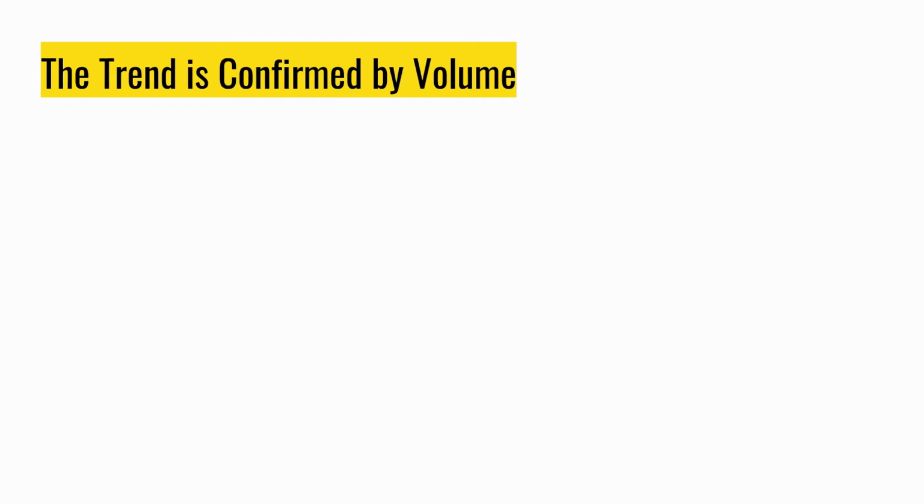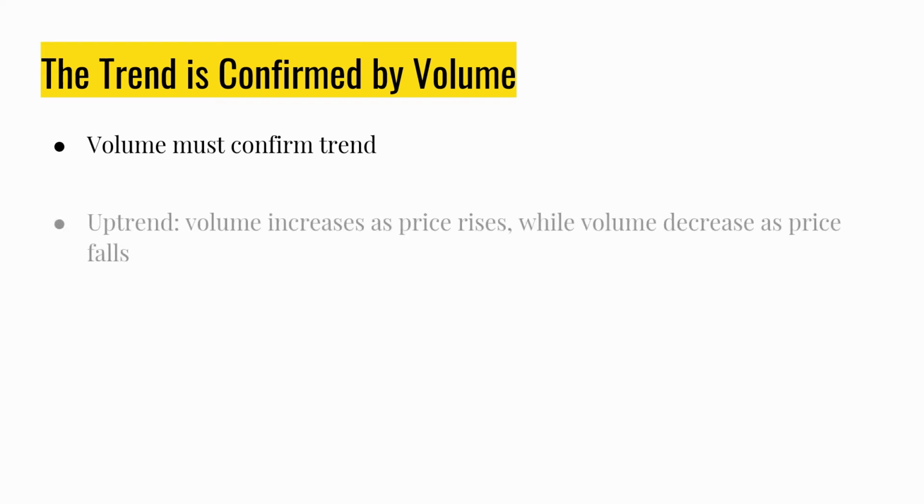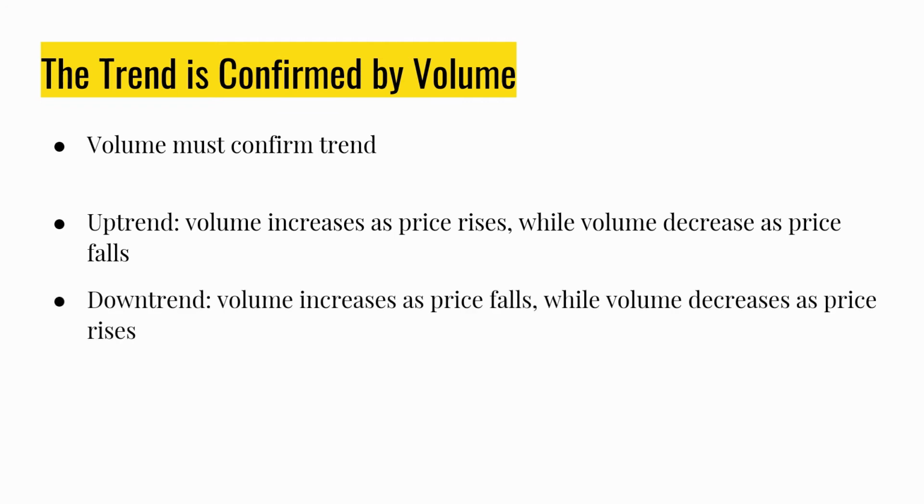Finally, let's move on to our last tenet. Our last tenet is very straightforward, but is still very important. Basically, the volume must confirm the trend. This means in an uptrend, volume increases as price rises, while volume decreases as price falls. In a downtrend, volume increases as price falls, while volume decreases as price rises. Today, there are many indicators that help show this. For instance, indicators like RSI or MFI help track this, which once again shows how relevant Dow's work still is after 200 years.